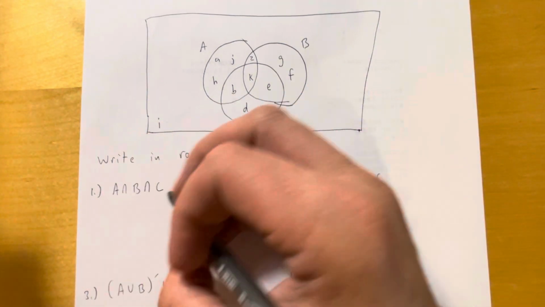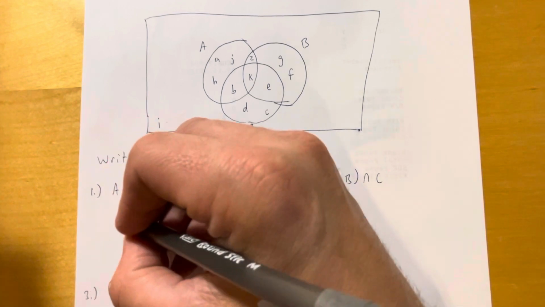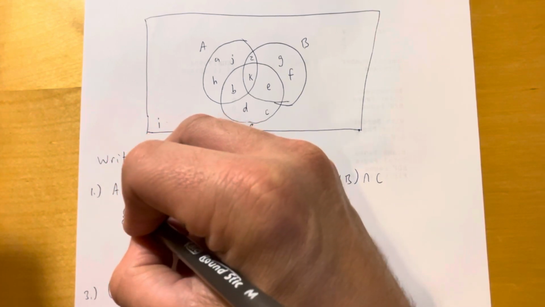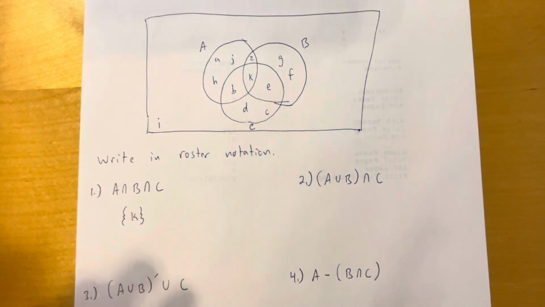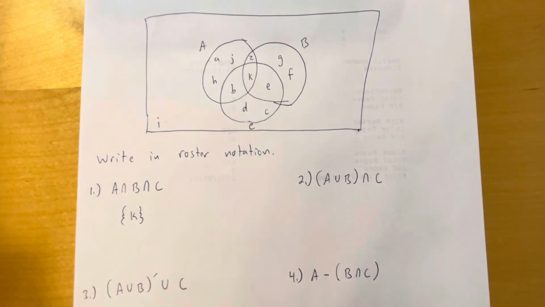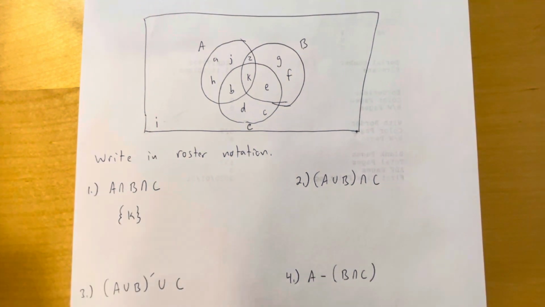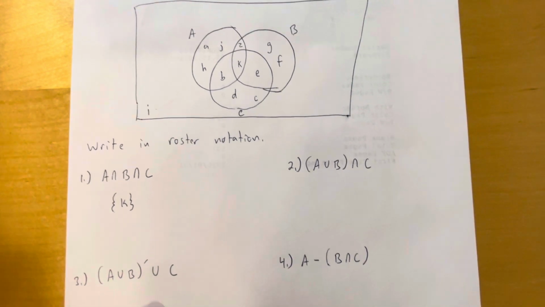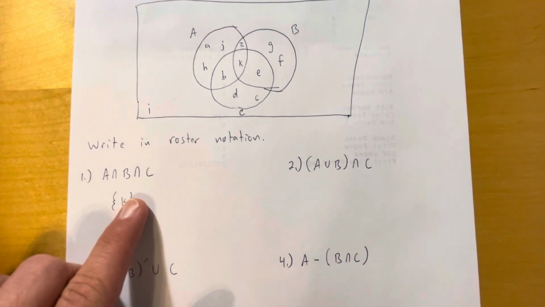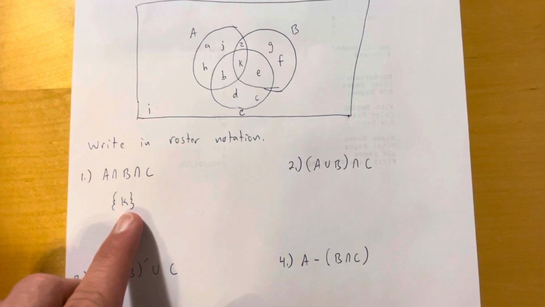So I can say that the intersection of A, B, and C is this set right here. Notice that's in roster notation. We use curly brackets, and then we list all of the elements belonging to this set. There's only one in this case. Okay, so that one's not too difficult because there was only one region corresponding to this set.